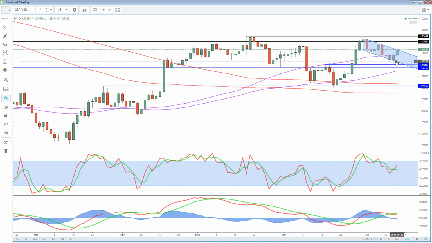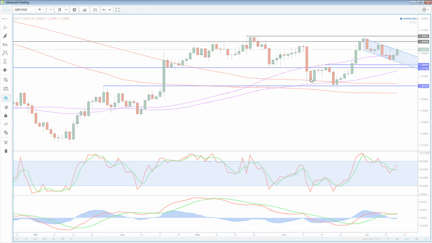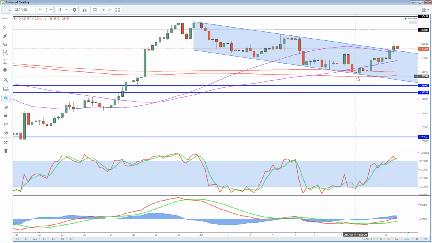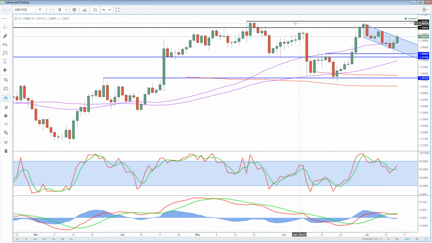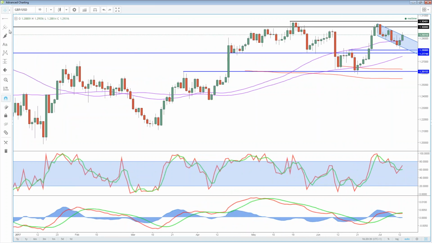So we've rebounded off this level. We haven't closed outside of the falling channel just yet, but we have travelled back through, and it looks like we have potentially broken above. That could be a signal that we're going to see a move back towards that 130, but 130, or just above, has continued to be a strong zone of resistance for quite some time.